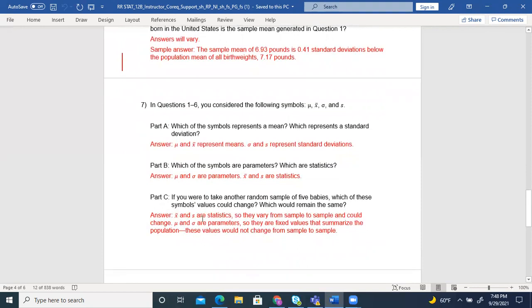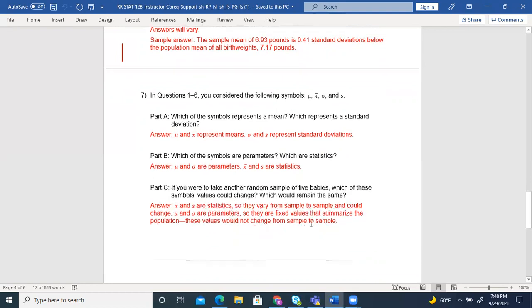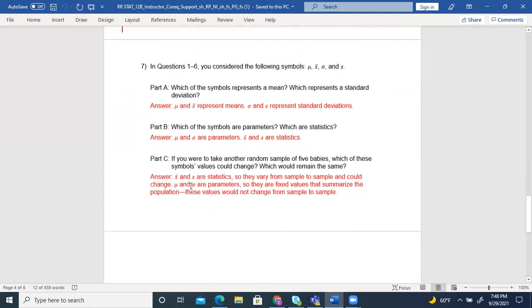Part C, if you were to take another random sample of 5 babies, which of these symbols could change, and which would remain the same? Everything related to or describing a sample would change. So x bar and s are statistics, so they vary from sample to sample and could change. But mu and sigma are parameters, so they are fixed values that summarize the entire population, and these values would not change from sample to sample.